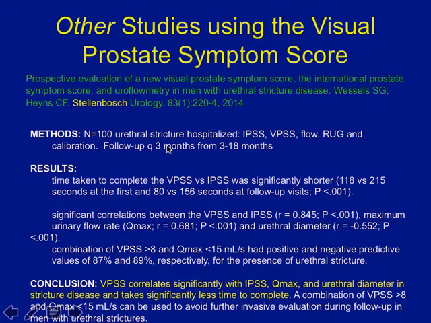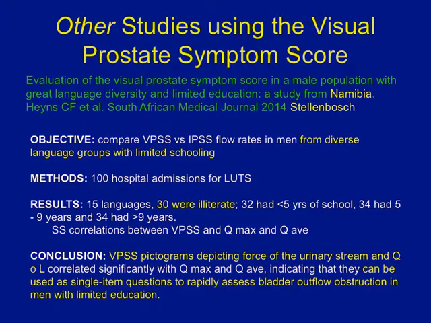Back to the original authors from Stellenbosch, they have evaluated the score in urethral stricture disease specifically, where they looked at calibration of the urethra, retrograde urethrogram measurements, and in the end, they found that the visual of the person voiding and the visual analog scale, those 2 questions were so highly correlated with their urodynamic findings that they suggest that tool, just using those pictures, could be used in the follow-up rather than doing some of these invasive tests. Importantly, they timed people, and it takes about a minute to do the VPSS.